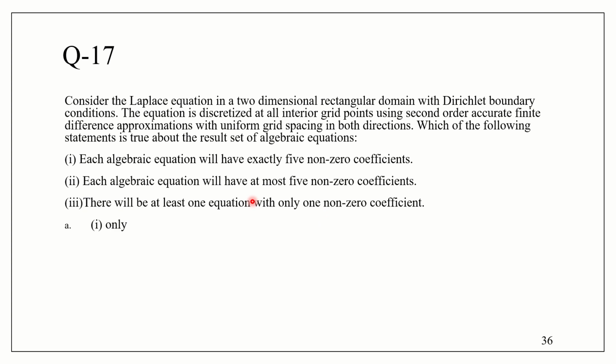Option A, it is 1 only, false. Option B, it is 2 only. Option C, it is 3 only, false. Option D, it is, sorry. Option B is right because at most 5 non-zero coefficients. So option B is the right answer. 2 only is the right answer. 1, 2 and 3 is false because 2 is the only right one, 1 and 3 are false. So the answer is option B.